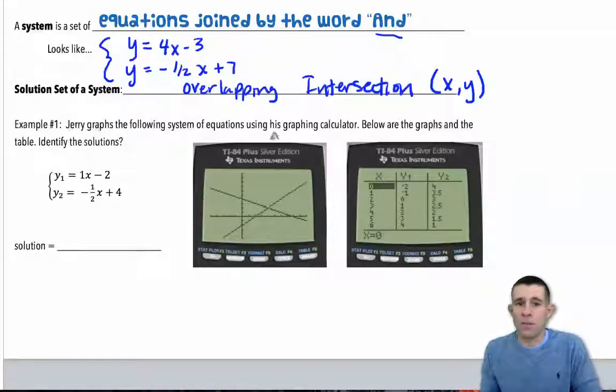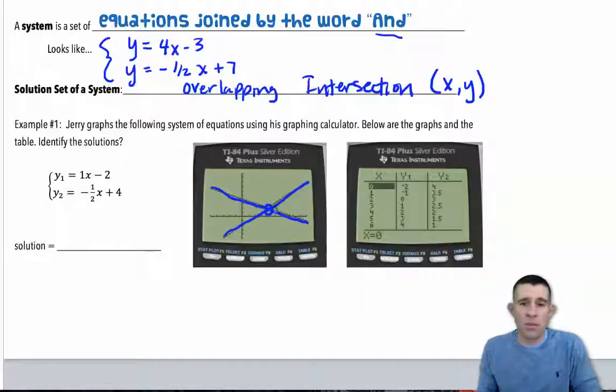Jerry graphs the following systems of equations using his graphing calculator. Below are the graphs and the table. Can you identify the solutions? So here we have y1 equals 1x minus 2. That is this line that slopes up here and to the right. And then we have negative 1/2 x plus 4, and that's the one here that slopes down and to the right. Their intersection point occurs right here.